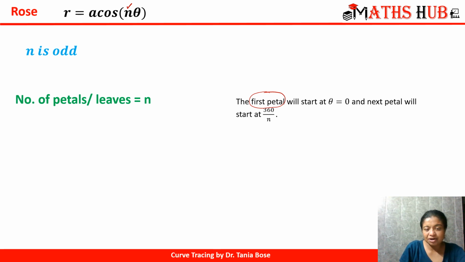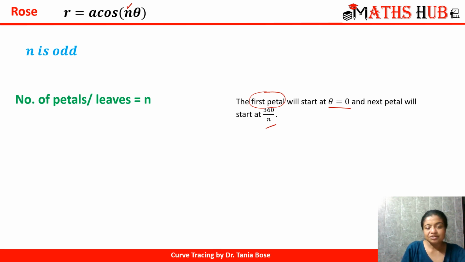So we did a similar process in my last video where we were drawing the lemniscate. If you remember, the equation of the lemniscate was r square is equal to a square cos 2 theta. The first petal or the first leaf was occurring at theta equal to 0 and the next leaf was occurring at a shift of 360 by 2, right? So the same concept is here also. When n is odd, the number of petals will be n. The first petal will occur at theta equal to 0 and the next petal will shift by an angle of 360 by n. So these are the important points you need to take care of while we are tracing the curves, right?